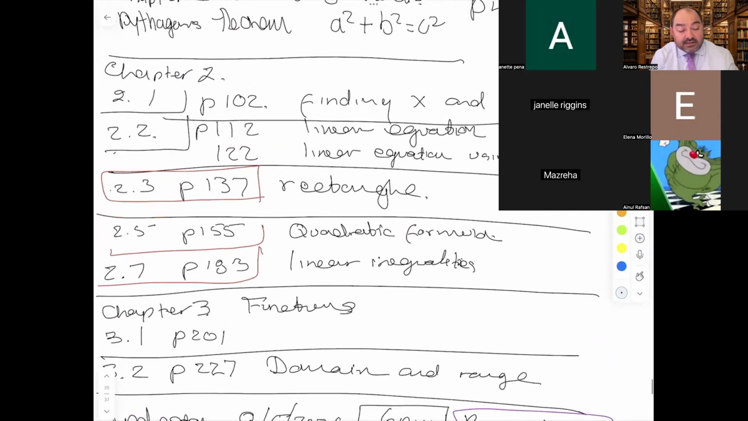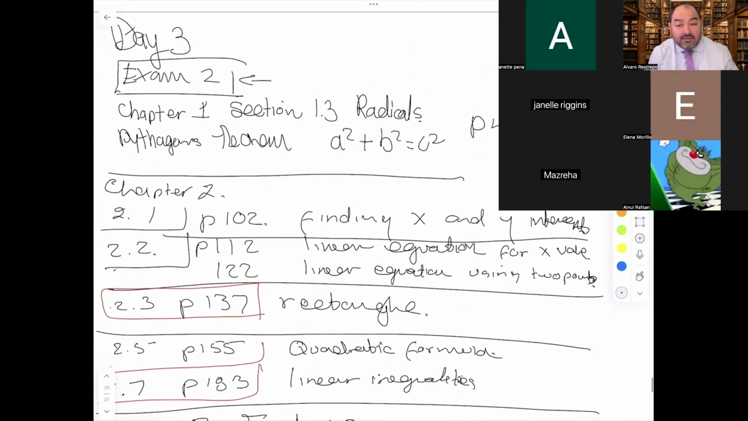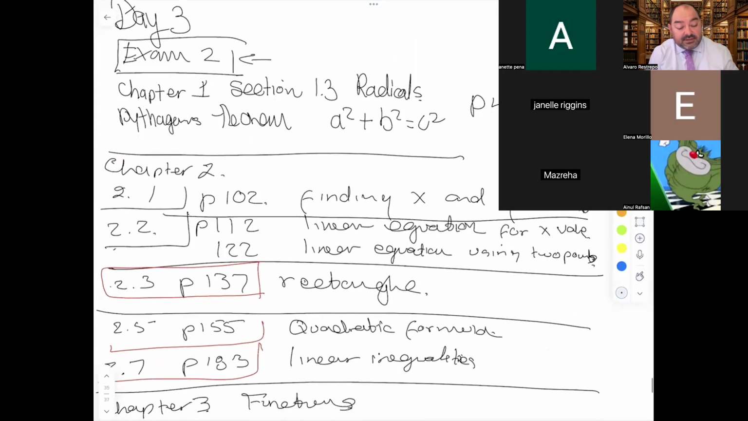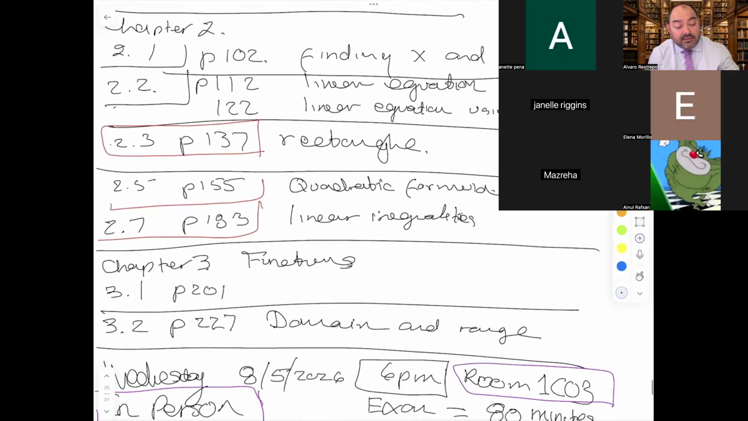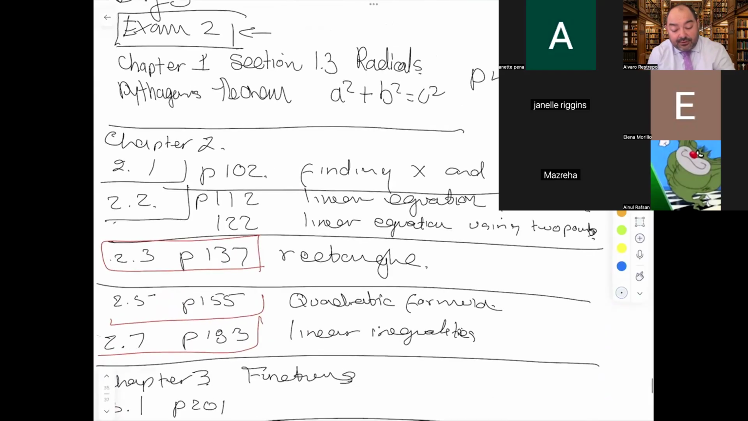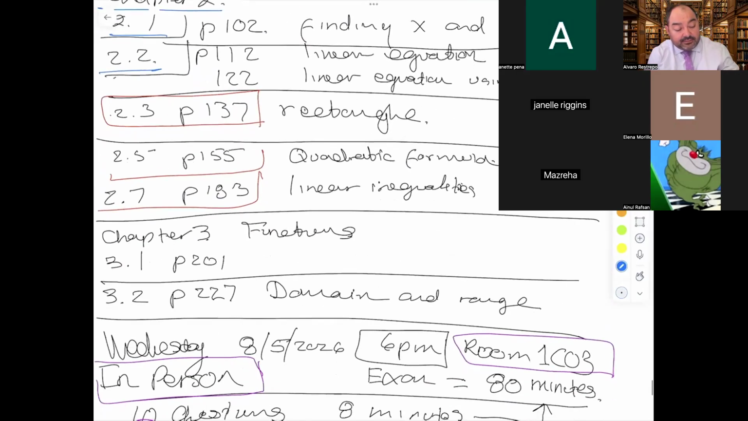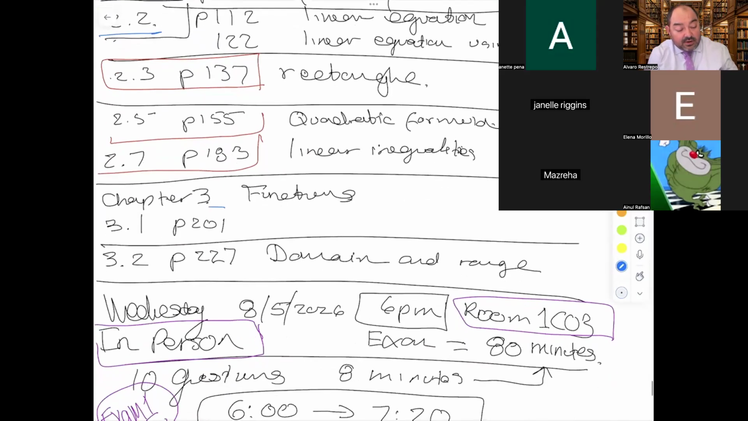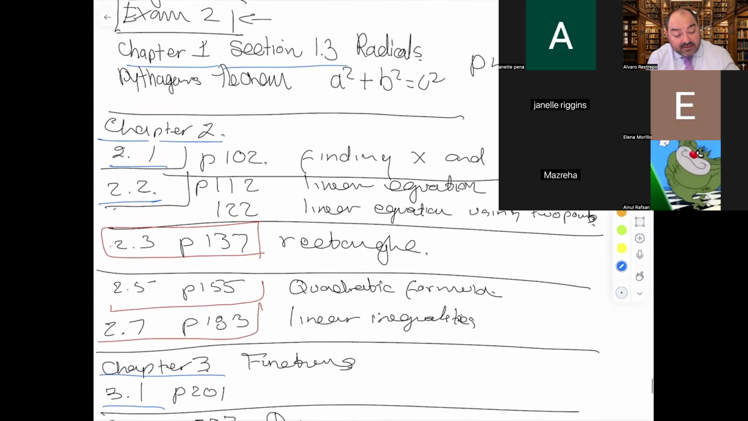And this is why I give you this information here, because this is what you need to cover for exam 2, right? You need to look at chapter 1, section 1.3, chapter 2, sections 2.1, 2.2, 2.3, 2.5, 2.7. We're going to be going over all of these. Does that mean we're going to be doing all the pages in the chapters? No. Look, I'm very specific. I'm even telling you the page numbers.